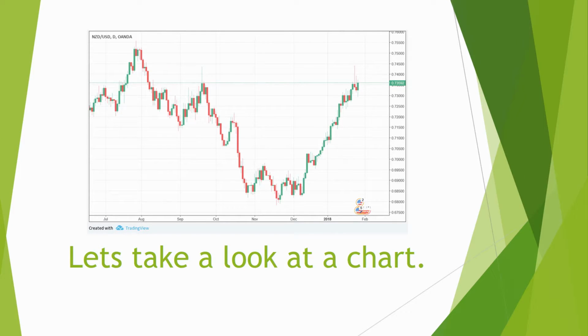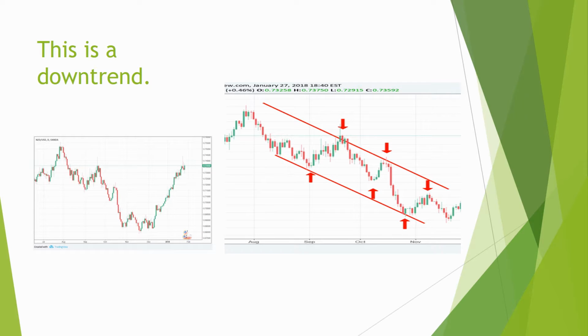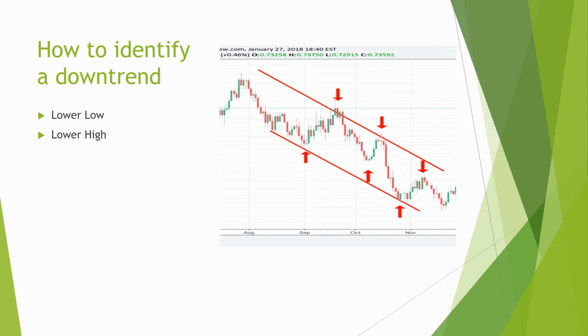Let's take a look at a chart. So as you can see here, you see all these candlesticks going up and going down. And we'll look at a downtrend from a section of that chart. And you can tell that this is a downtrend in a few ways. First off, you see the arrows. They're pointing to a lower low and a lower high. And it forms a downward channel.